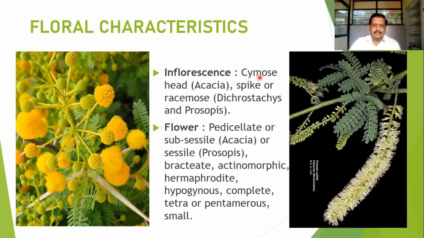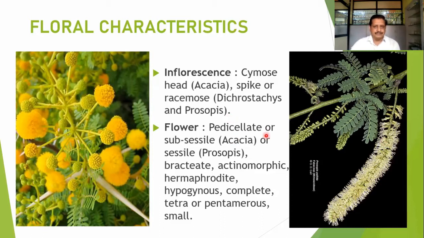Inflorescence, either they are cymose heads, as in Acacia. Here you can find these are the cymose heads, globose heads we can say, and spikes in some cases. Just take the example of Dichrostachys or Prosopis. We are finding these types of long inflorescences known as spike inflorescences. In these cases, they are mostly the cymose type of inflorescences.